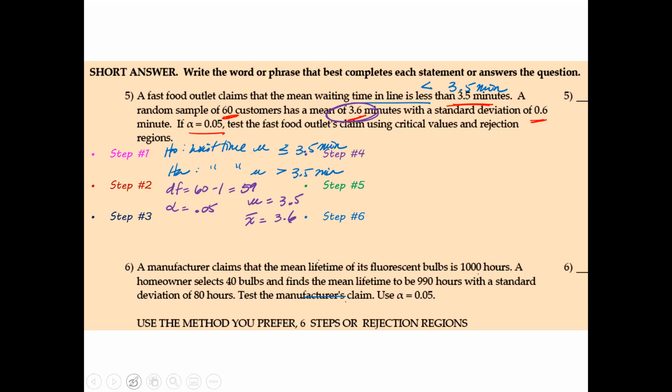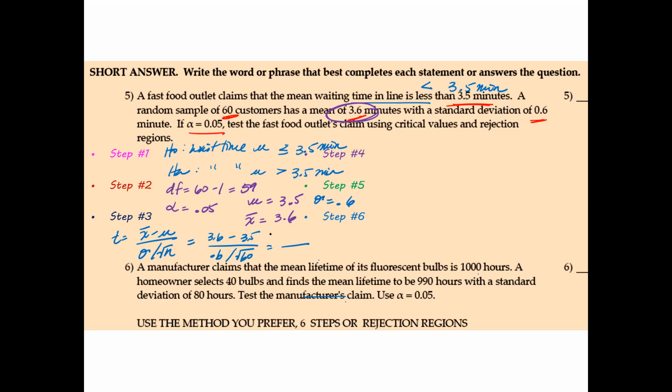Now that I have these components, I go plug this into my step 3. So t is equal to x bar minus mu over the standard deviation divided by the square root of n. So that will be 3.6 minus 3.5 divided by the standard deviation, which in this situation I forgot to include here, is 0.6. So 0.6 divided by the square root of n, which is the 60 customers they tested.